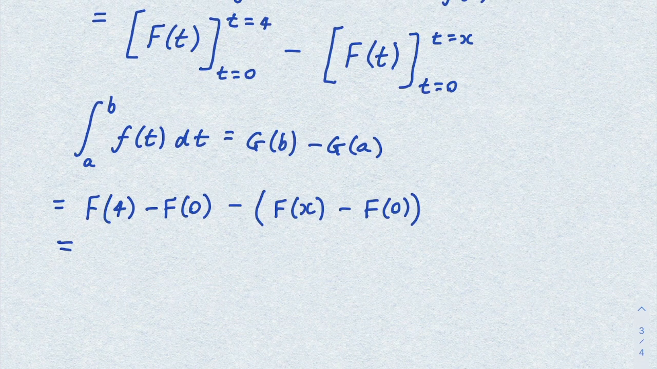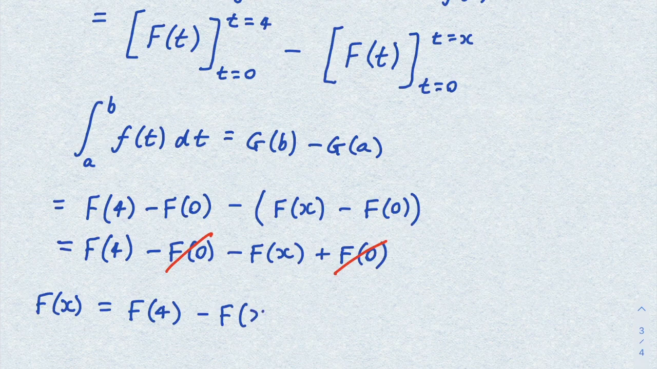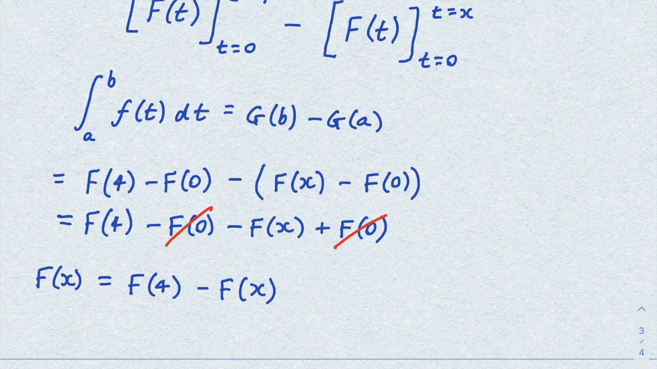And then if we expand the brackets, we're still going to have this result, and then we're going to have minus uppercase F of x, and then this is going to be plus F of 0. What you will notice is that these two results cancel each other out. And now we're left with the antiderivative F of x is equal to this result here. So now we can just take the derivative of uppercase F of x.